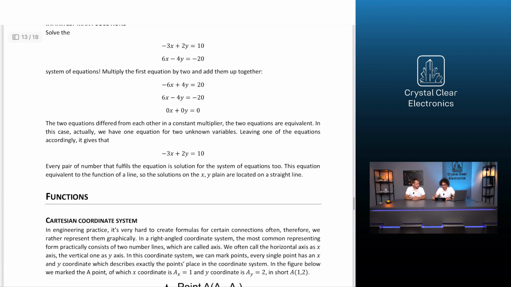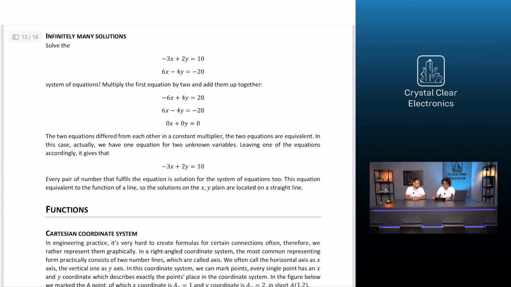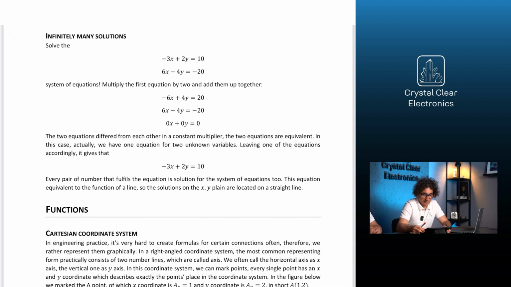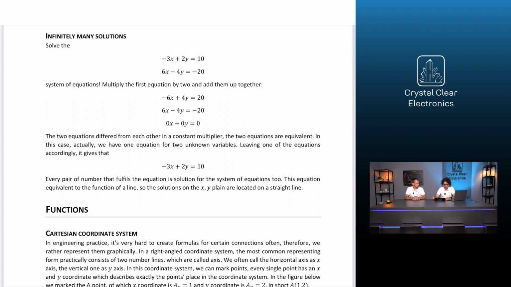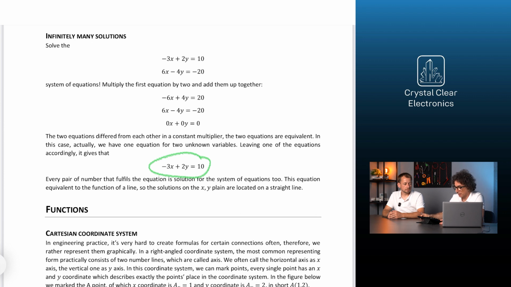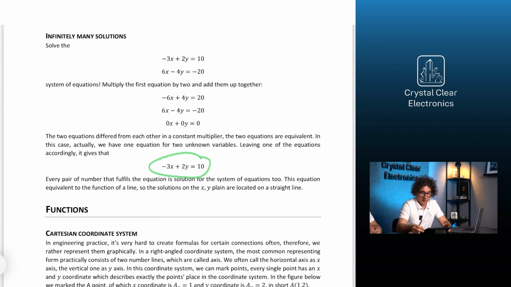We get an infinite number of solutions if the two equations differ only by a constant factor, in which case the two equations are equivalent, so we actually have one equation for two unknowns. In this case, we get the equation minus 3x plus 2y equals 10 from the two equations, which means that infinite pairs of numbers satisfy the original two equations.